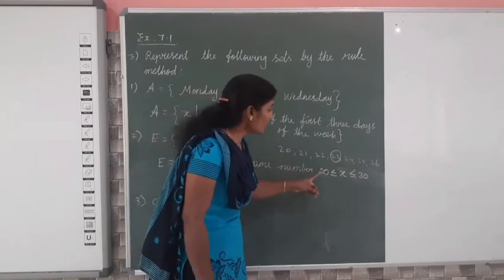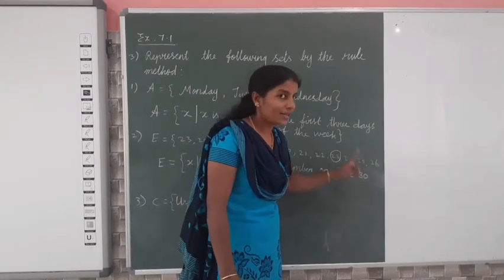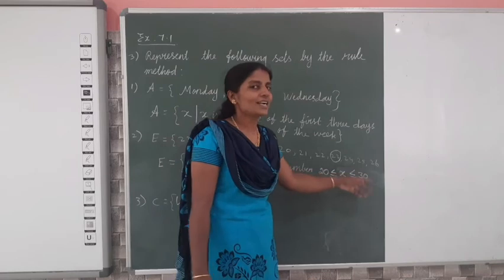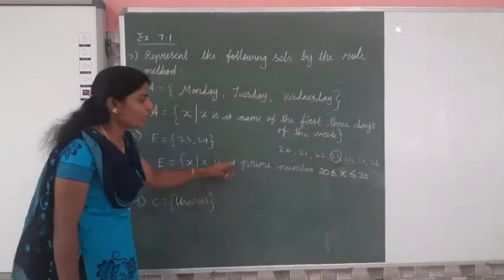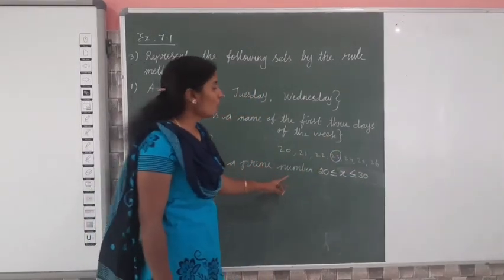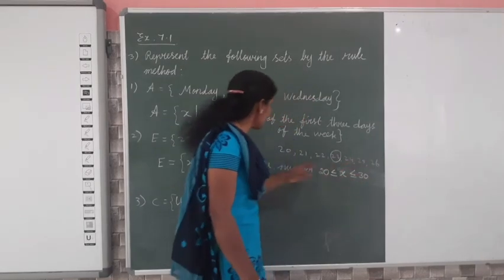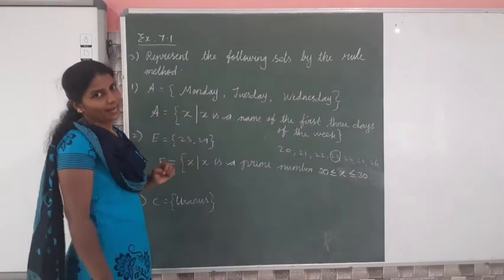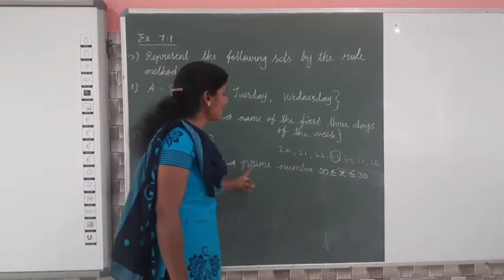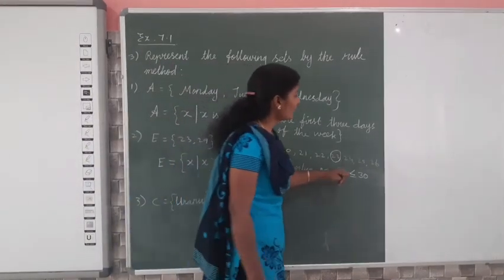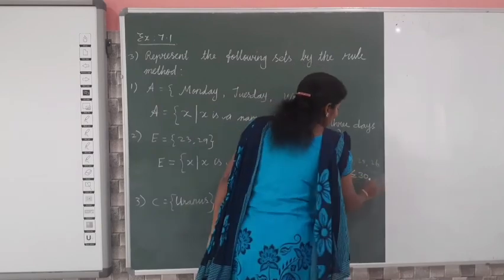We can't include 20 and 30 here because 20 and 30 are composite numbers, but here we need only prime numbers. Okay, what are the prime numbers between 20 and 30? That is 23 and 29. So we can write x is a prime number, 20 less than or equal to x less than or equal to 30.